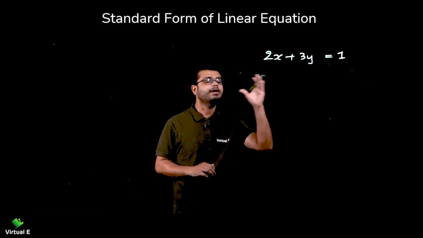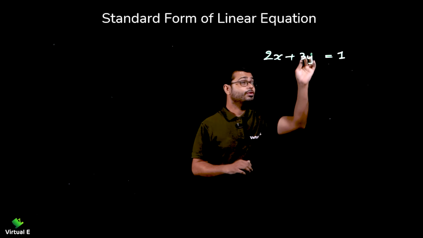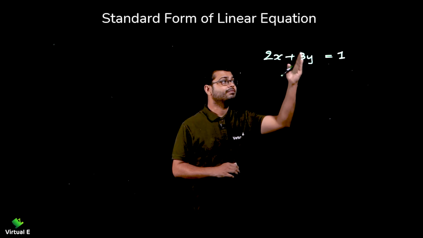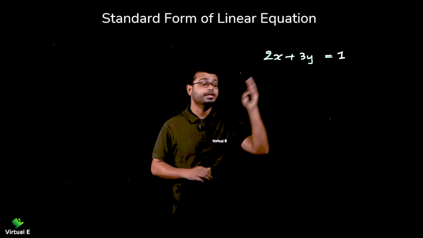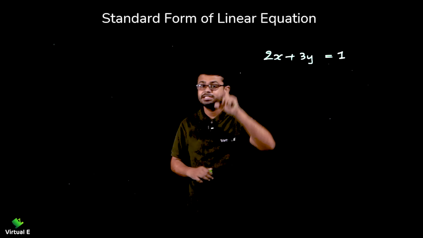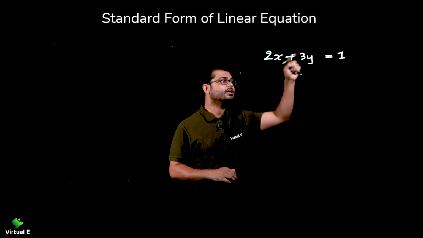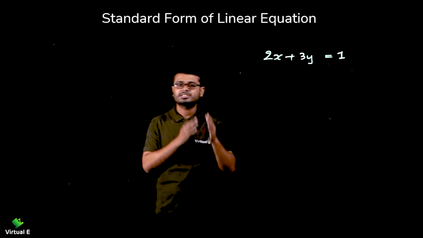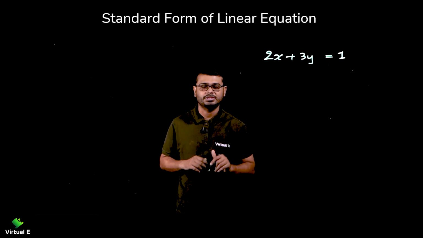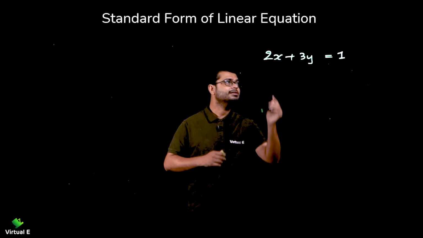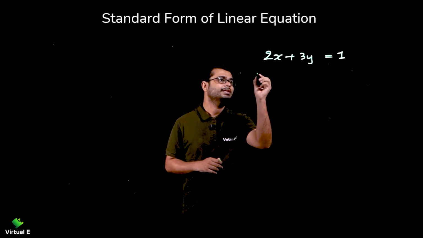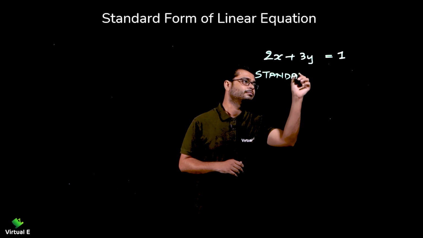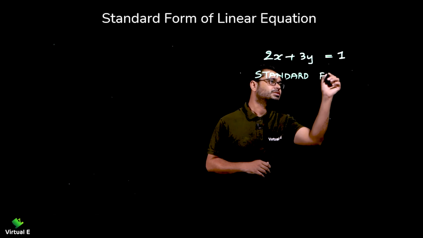Now there could be some variations as well. If you don't have the value of y, or let's say you have the coefficient of y as 0, then this term will become completely 0. We will discuss those cases as well, how to express them as linear equations in two variables. So let's learn one more important thing over here, that is the standard form.